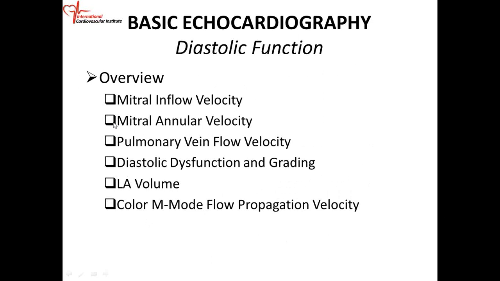So to fully characterize or look at diastolic function properly, you have to look at mitral inflow, mitral annular velocity, which is tissue Doppler imaging, and the pulmonary vein flow. Then, if there's abnormality, you can grade the diastolic dysfunction. Also, left atrial volume.